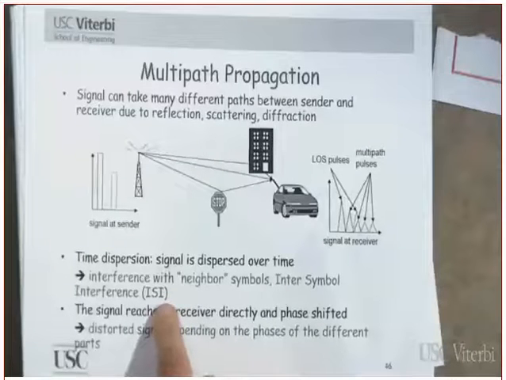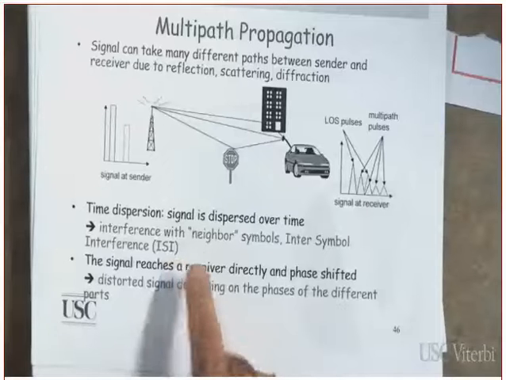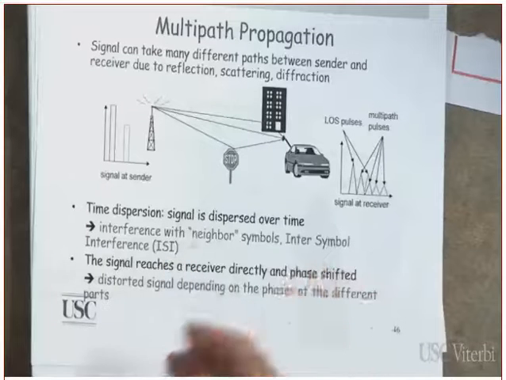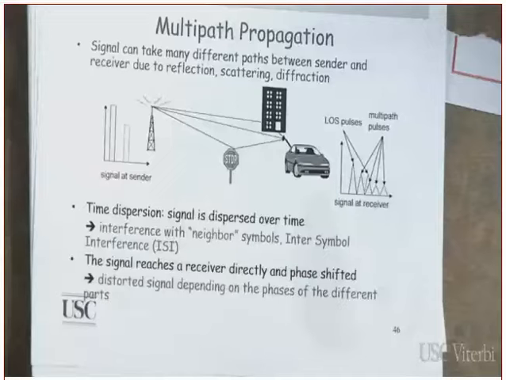I don't want you to forget ISI. ISI stands for intersymbol interference. Why do I call it intersymbol? This is between your symbols. This is not interference from another user. Do not confuse that. Interference can be within yourself, you are interfering with yourself, or interference coming from outside.